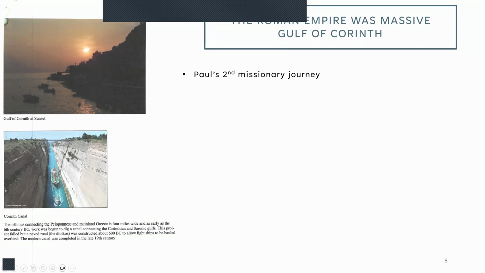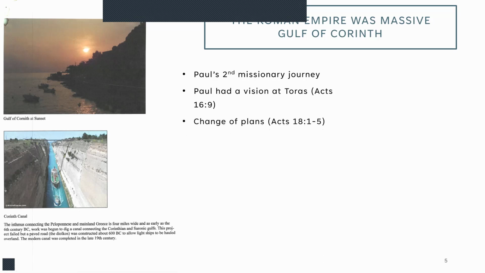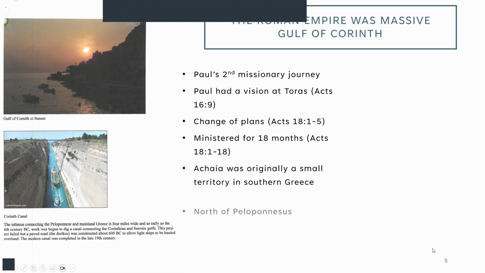It is his second missionary journey. Paul had a vision at Troas. He heard a man call him, "Cross over to Macedonia and help us." That's in Acts 16:9. Achaia was originally the name for a relatively small amount of territory in the south of Greece. So when he heard this message in his vision, there was a change of plans. He ministered there for 18 months.